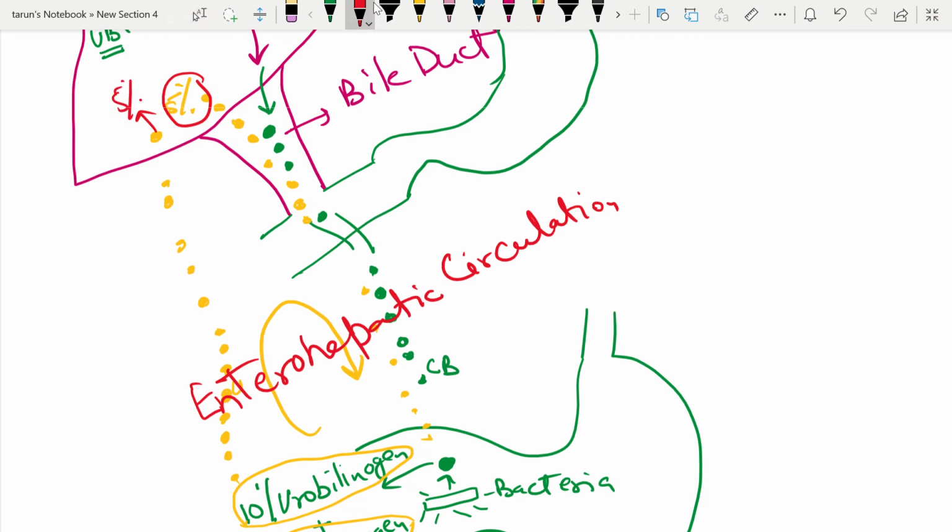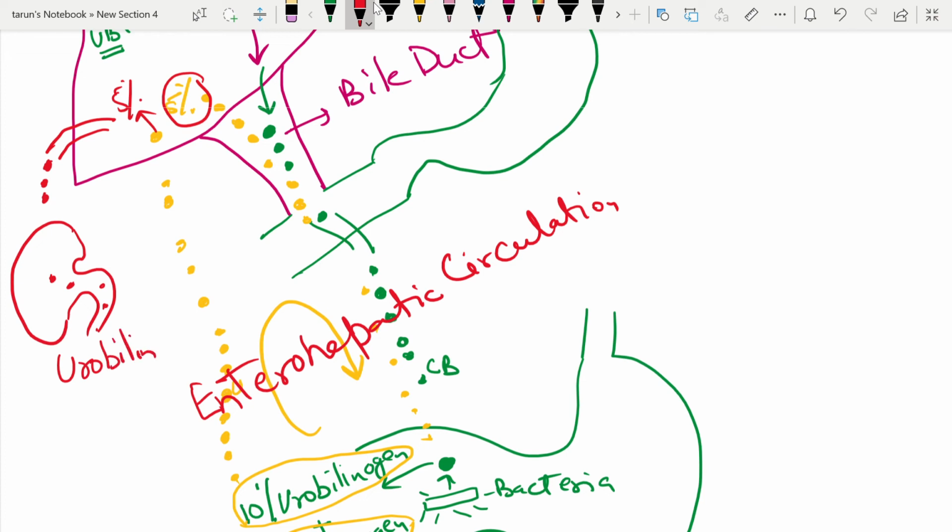The remaining 5% of urobilinogen moves into the blood circulation. It moves and reaches the kidneys. In the kidneys, it is excreted as urobilin, and it imparts yellow color to the urine. This is urine. So in this way, the bilirubin is metabolized.